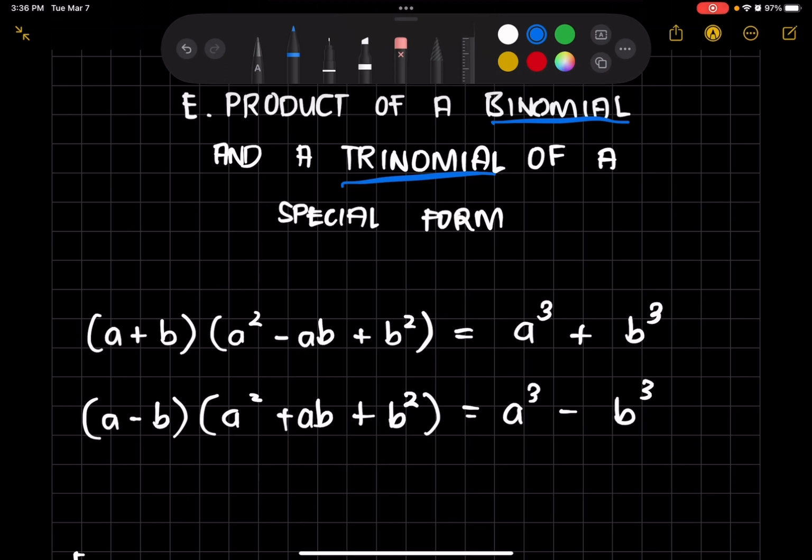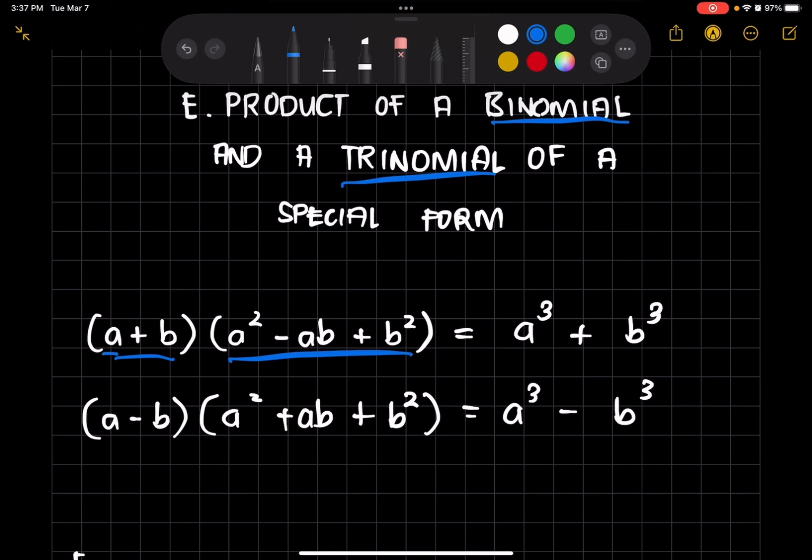So the question here is how I'm going to identify kung ito ay isang product of a binomial and a trinomial na special form. May mga following characteristics itong special product na ito. The first one, para malaman ko kung gagamitin ko itong rule na to, is to look at the given. Ang given natin dito is a binomial and a trinomial. Yun muna ang first characteristic na titignan nyo, i-check nyo.